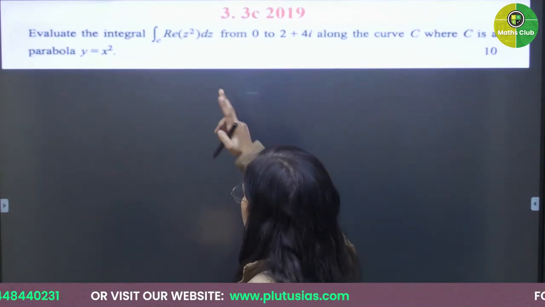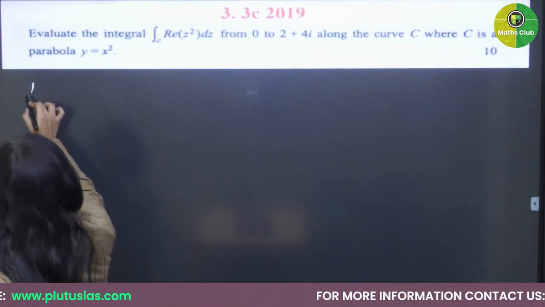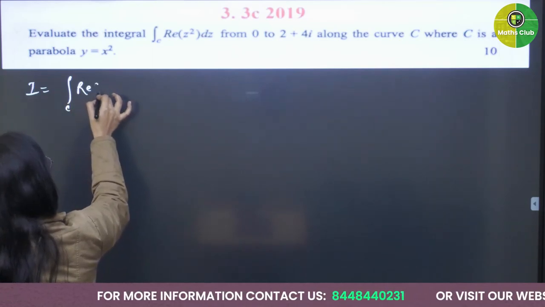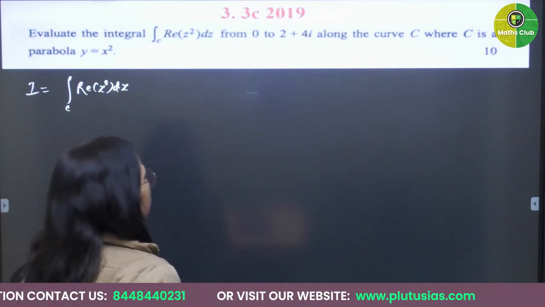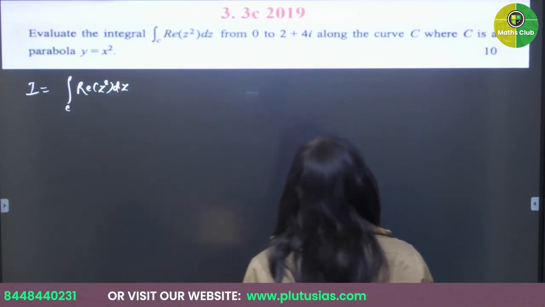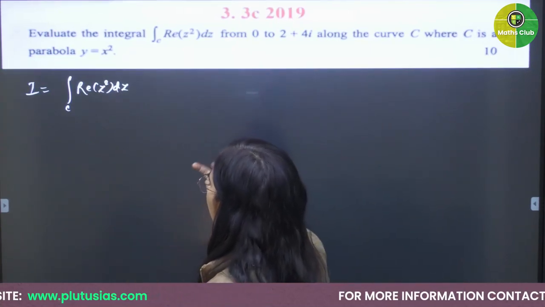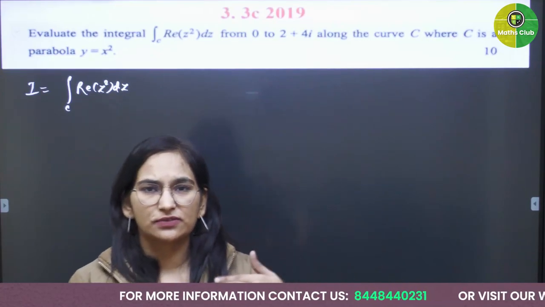Evaluate the integral. I is equal to the integral over c of the real part of z square dz, from 0 to 2 plus 4 iota along the curve c, and c is a parabola, y is equal to x square.